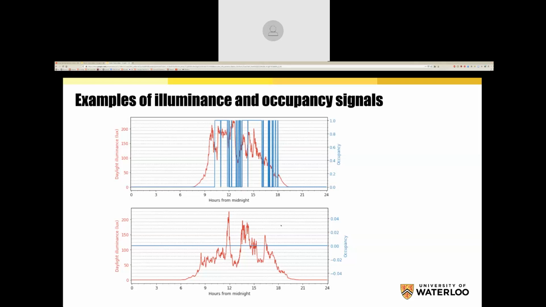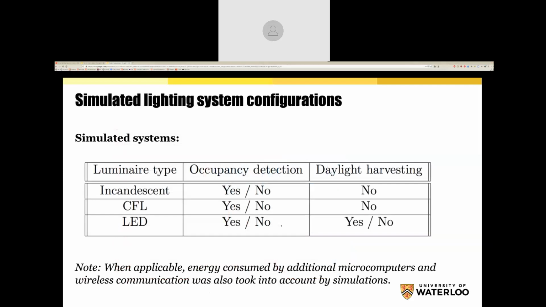We have collected 58,000 hours of occupancy across about 65 office rooms across about 3 years. So we have quite an extensive data set we're going to be releasing to the public. And so we simulated a bunch of different systems where we had occupancy or not. We had daylight harvesting, yes or no, and incandescent, CFL, LEDs, so a lot of different combinations.